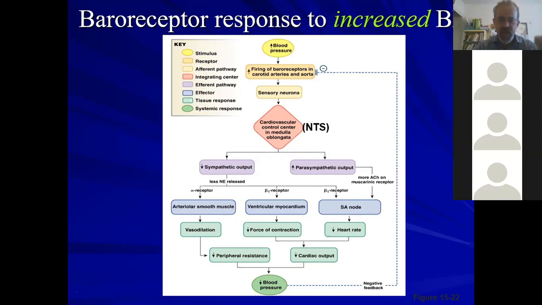Basically, at the end of the day, what you guys need to remember is that in response to high blood pressure, there's a decrease in sympathetic output and an increase in parasympathetic, which ultimately is going to lead to a decrease in cardiac output and a decrease in resistance, which is going to lead to a decrease in blood pressure. Any questions on that?